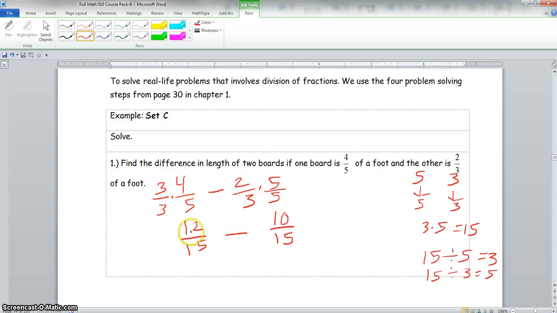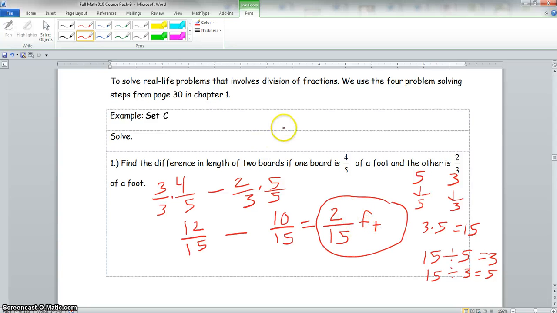Now we subtract. We keep our denominator the same, which is 15, and 12 minus 10 is 2. So our answer here is 2/15. But remember, we must write down the unit of measure. So the unit of measure was foot, so it'd be 2 over 15 feet. And that is it for that problem.